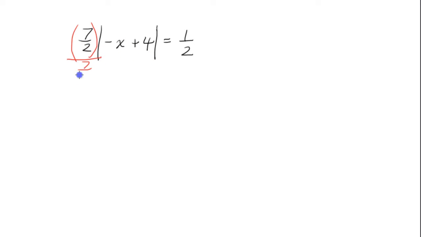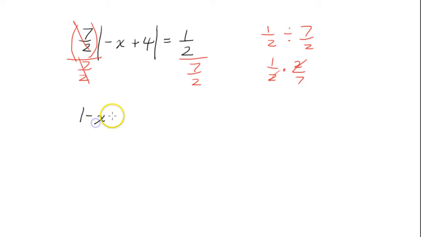Well, dividing by 7 halves and dividing by 7 halves, that gets rid of the 7 halves on the left-hand side. On the right-hand side, we have 1 half divided by 7 halves. Well, that's the same as 1 half multiplied by 2 over 7. So the 2's can cancel, and this kind of works out nice. Well, we have 1 over 7 then on the other side. So let's keep going with that. So the absolute value of negative x plus 4, let's make those absolute value bars bigger, equals 1 over 7.